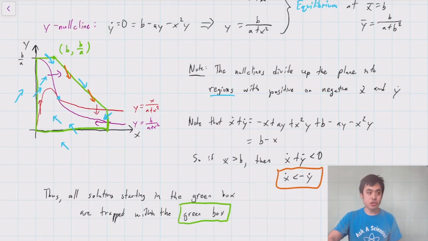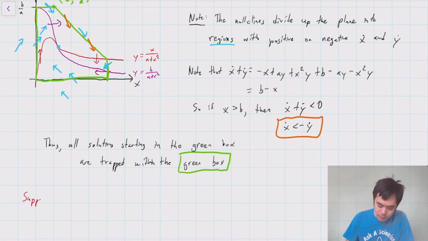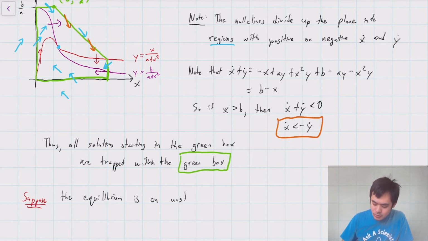So now there's the additional question of when you can excise out a box around the equilibrium and have a closed and bounded set in which the trajectories are trapped. And I'll go ahead and give one setting in which that is the case. So suppose, and this will not always be the case, but suppose that the equilibrium is an unstable node or spiral.